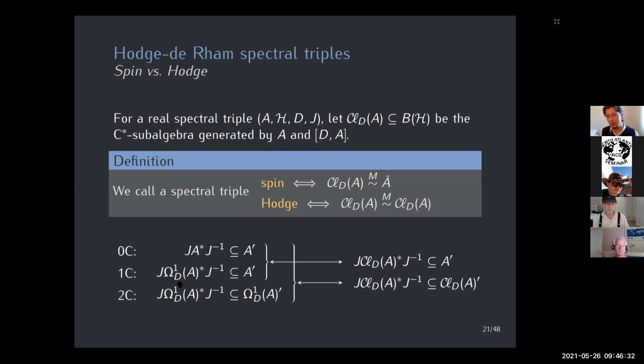Excuse me, can you tell me what this bar is over A in your spin condition? This is just the C-star completion. Because A was like smooth functions, okay. Exactly. So here, this is like our pre-C-star algebra, or our star subalgebra, and you're putting it to differential forms. Okay, thanks. And the first condition is in fact spin C, yes? Am I right?